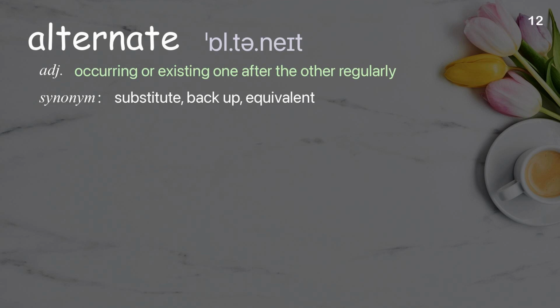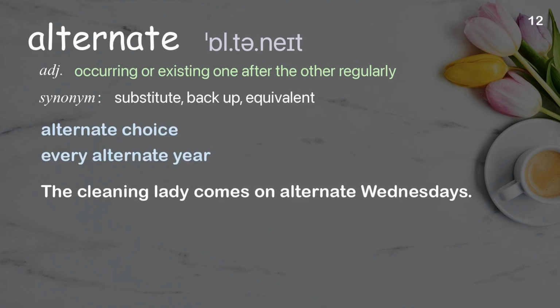Alternate. Occurring or existing one after the other regularly. Examples: Alternate choice, every alternate year. The cleaning lady comes on alternate Wednesdays.